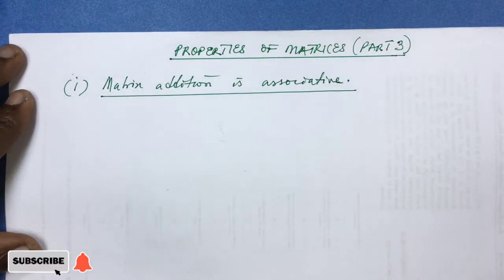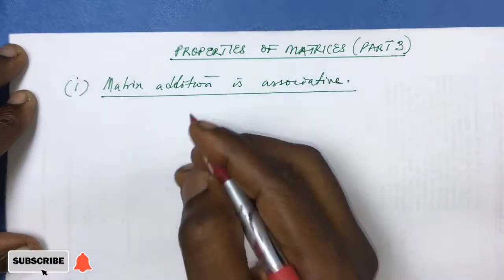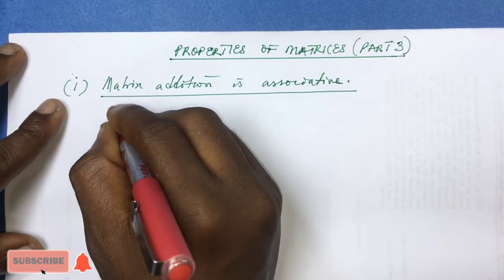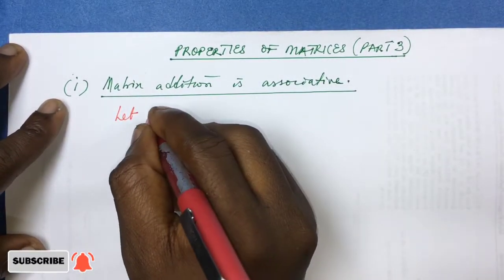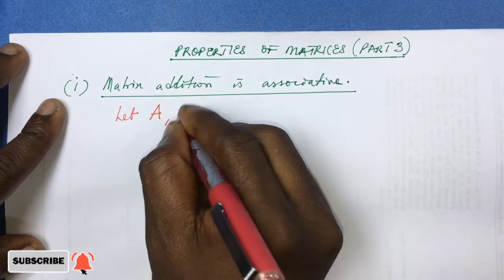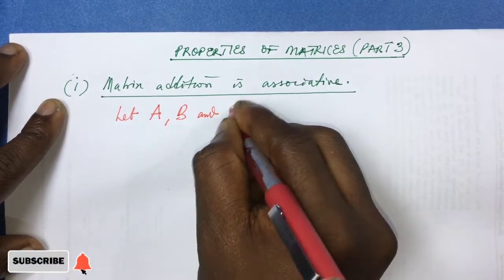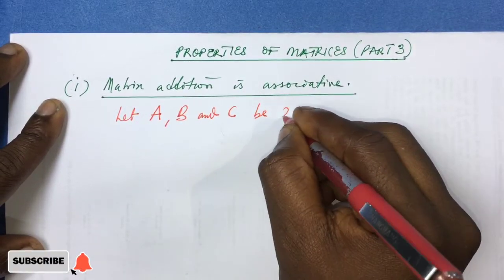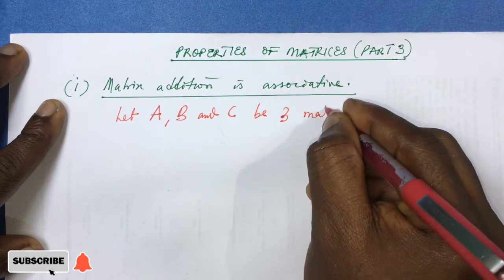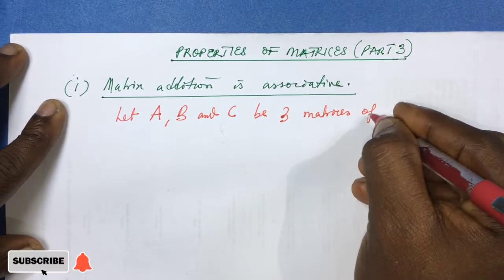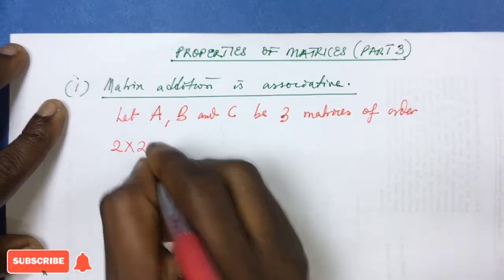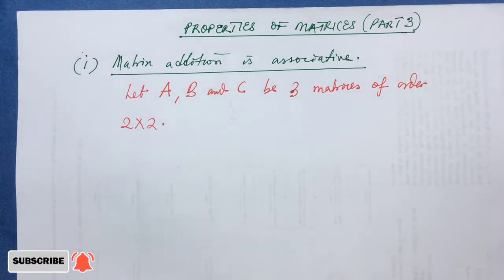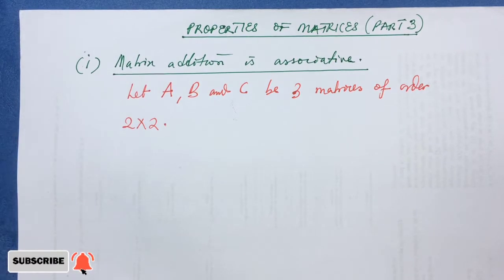So let's see how we prove that property. Okay, now, as usual, I'm going to take a 2 by 2 matrix to do this, okay? So let A, B, and C be 3 matrices of order 2 by 2.